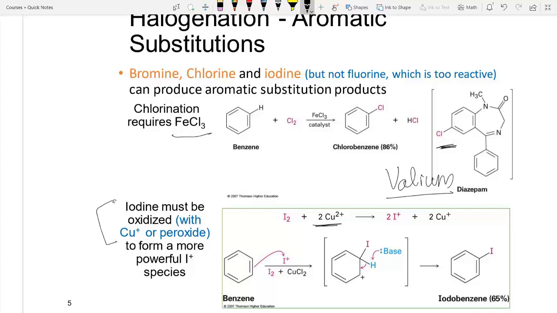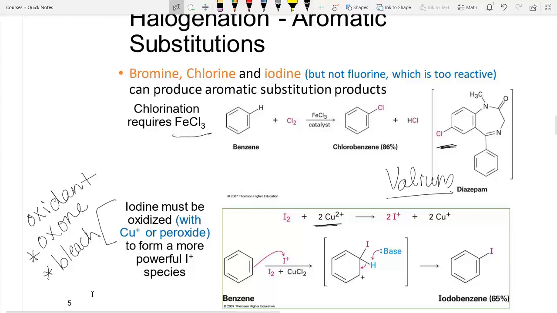Much that it's copper, we can actually use any oxidant, and it's in this oxidizing reaction, the redox reaction, that we get the I+. Other green examples are oxone, a green oxidizing agent that is often used, as well as peroxide. Bleach is one too. There are some publications in which people have used bleach and oxone, and it does essentially the same exact mechanism, and you'll get your iodobenzene.